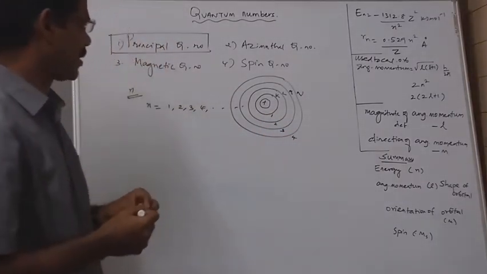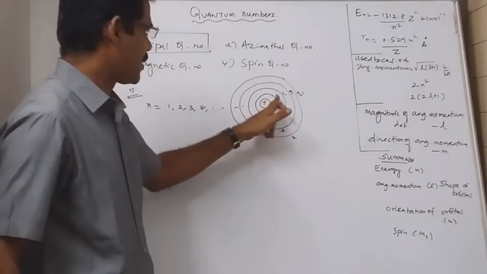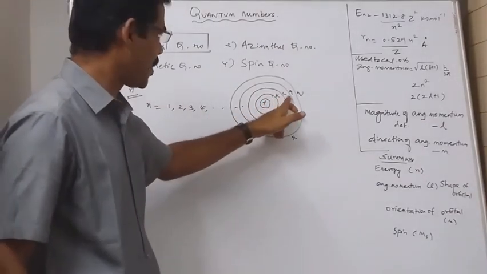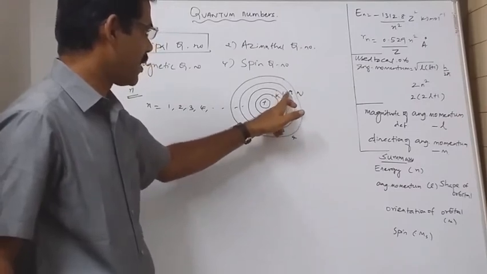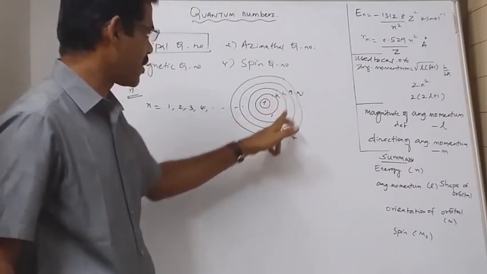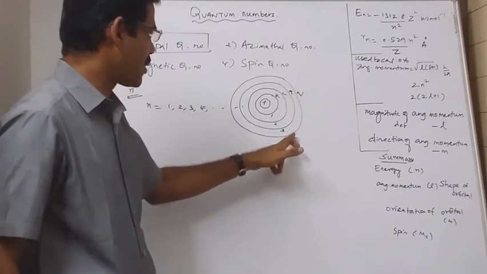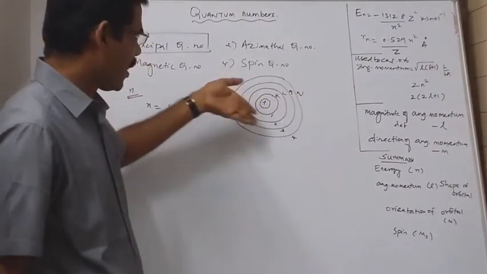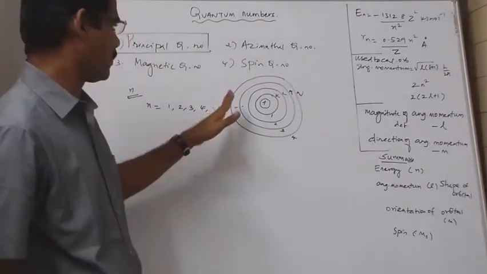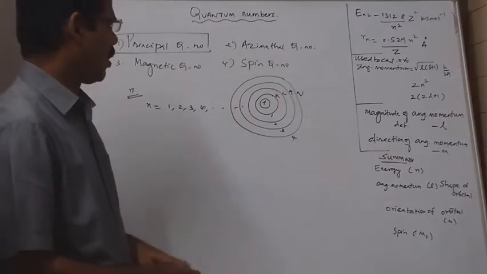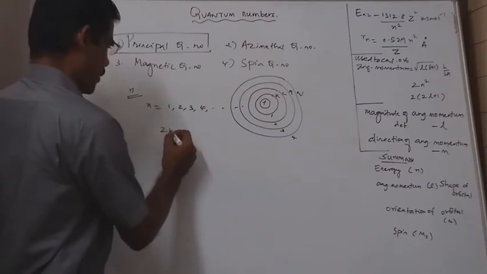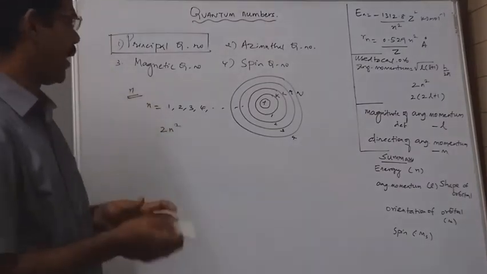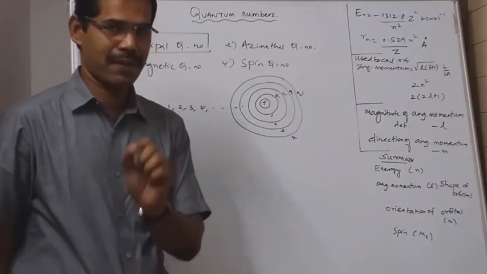Now what does this signify? See, this is the first shell, second shell, third shell, fourth shell. K stands for first shell, L stands for second shell, M stands for third shell, and N stands for fourth shell. So these are all the fixed paths we have set. Now, using a formula 2n square, I can calculate the maximum number of electrons present in any shell.